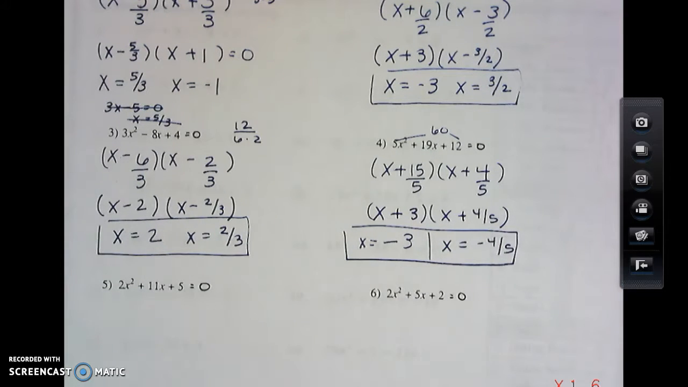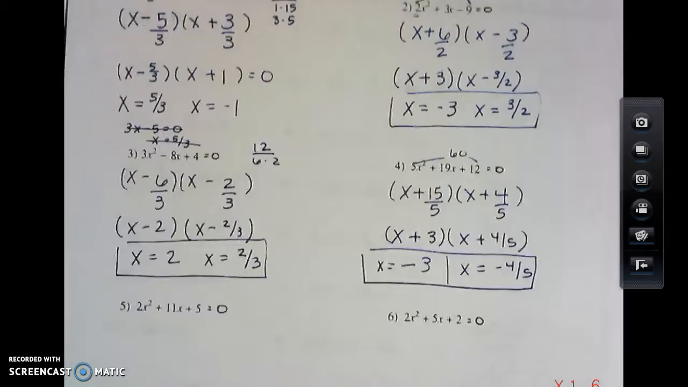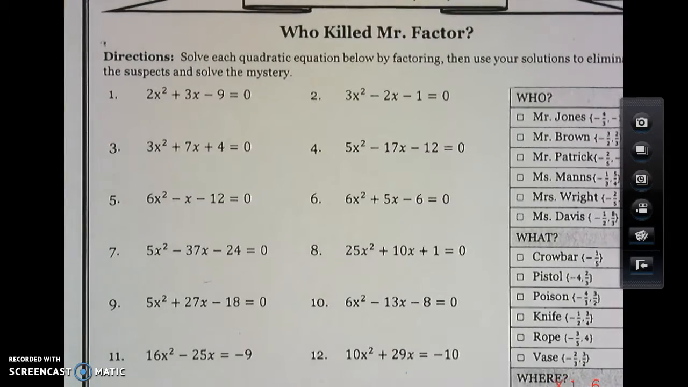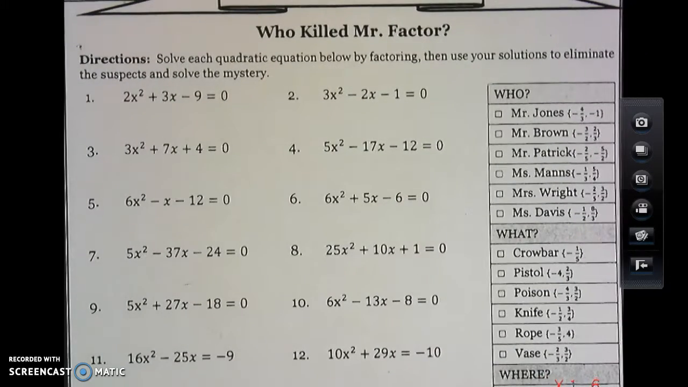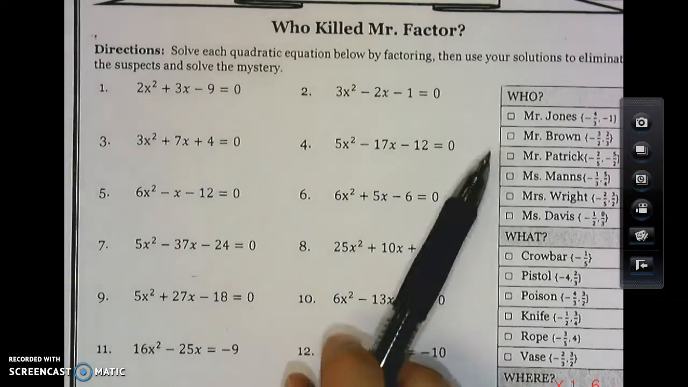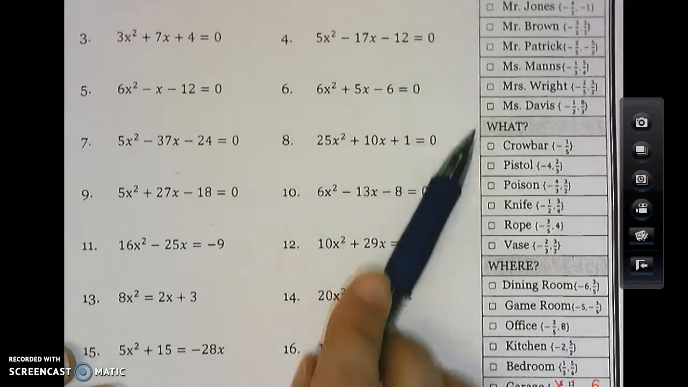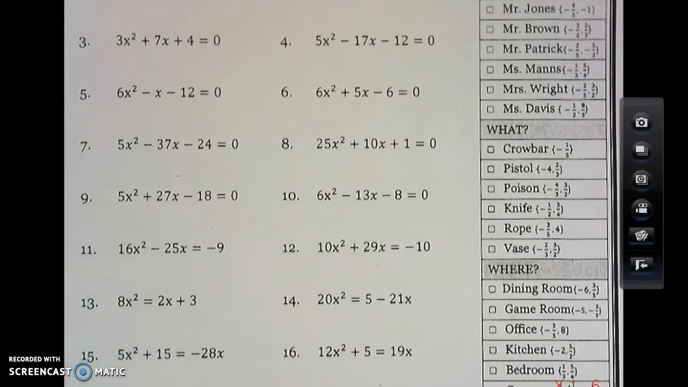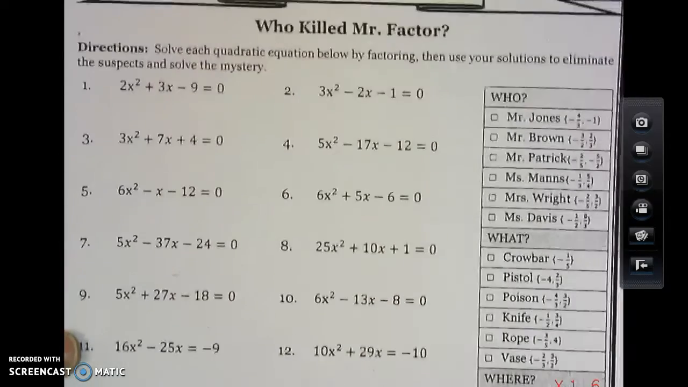All right, so what I want you to do with this is the other worksheet that you will see in your folder. So who killed Mr. Factor? So what you're doing is you are solving these. You can either solve here if you can write really small or on a separate sheet of paper, that's fine. Once you get an answer, you mark it off over here and then you figure out who killed Mr. Factor, what they used, and where it happened. So it's kind of like Clue if you've ever played that game.